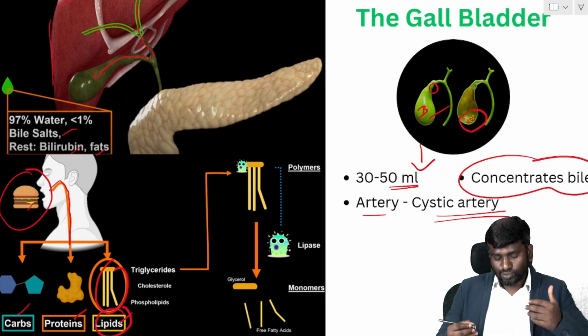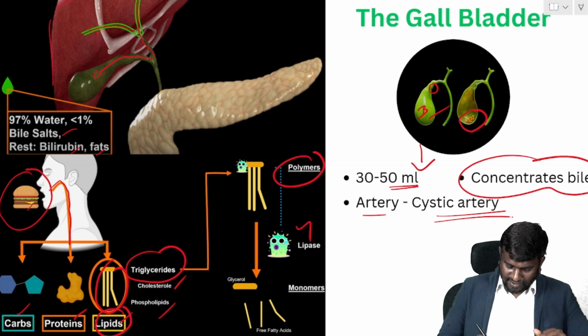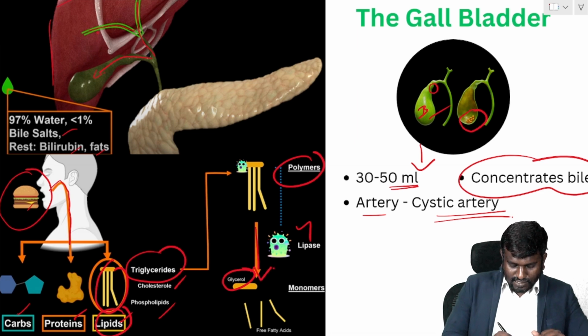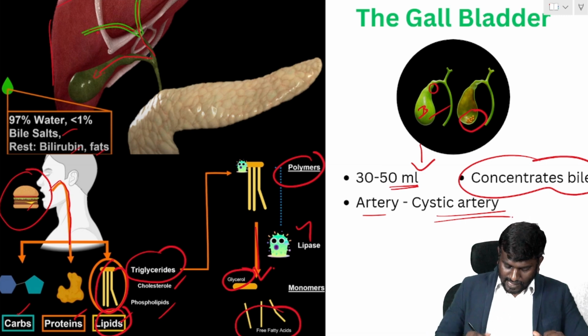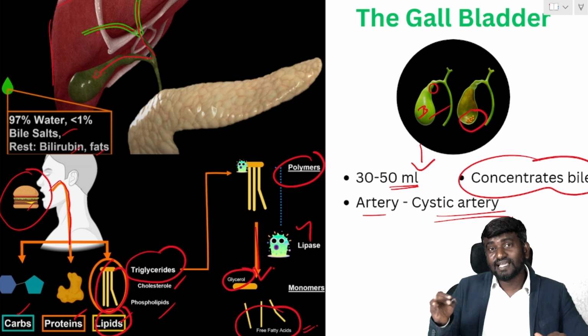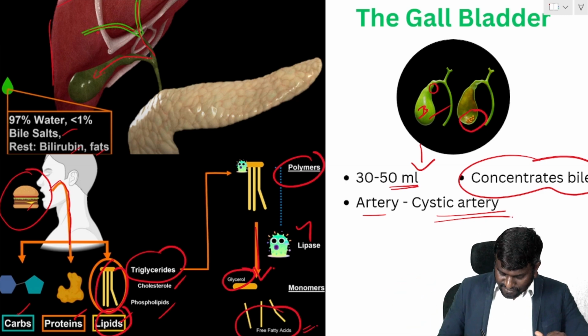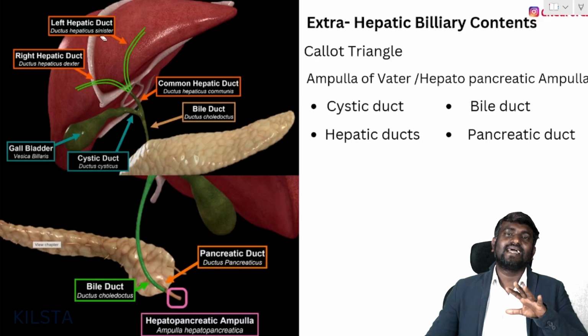Now, fats, as we know, are called what? Lipids. They further get broken down into triglycerides, the cholesterol, and the phospholipids. Then the lipase enzymes get into action, and these get further divided into the polymers, and further into glycerol. Now, the bile can easily emulsify the free fatty acids. Bile cannot go and emulsify the fat directly, but once it gets broken down into free fatty acids, the bile actually helps to emulsify them. These are the important functions of what? Bile.